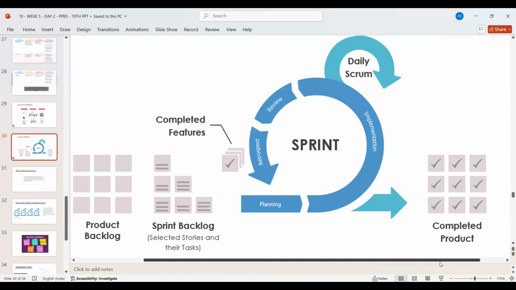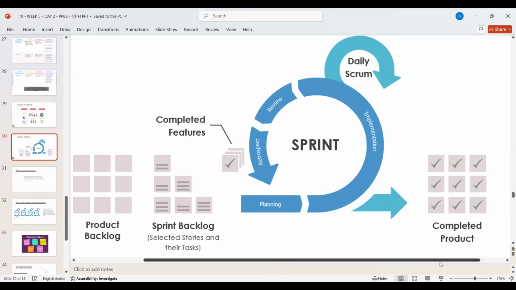Yeah, it is depicting the sprint methodology basically. Starting from left to right, the way we explained earlier. As part of inputs, it is considering the product backlog and sprint backlog, which is nothing but the selected stories and their tasks. And this gets pulled in as inputs basically.